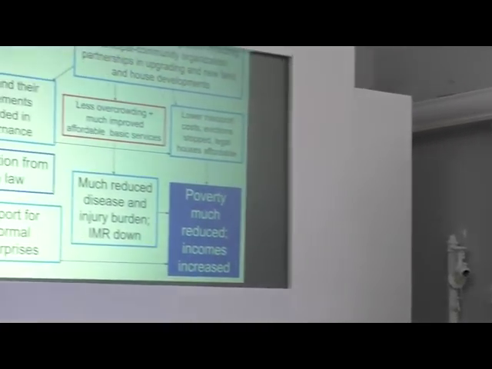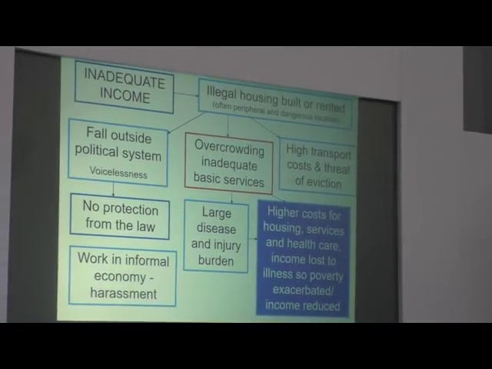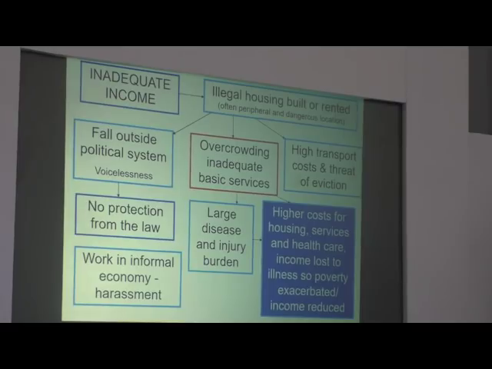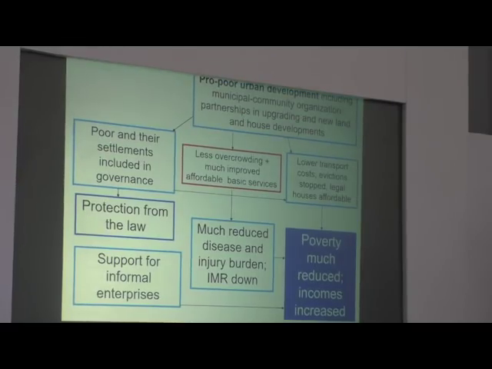We can look at illegal housing and all the ways that it's linked to poverty, but we can also look to pro-poor urban development and strong support for slum and squatter upgrading that turns this on its head. So here, illegal housing is one of the key causes of poverty. Here, moving out of illegal housing is one of the key drivers for people moving out of poverty.